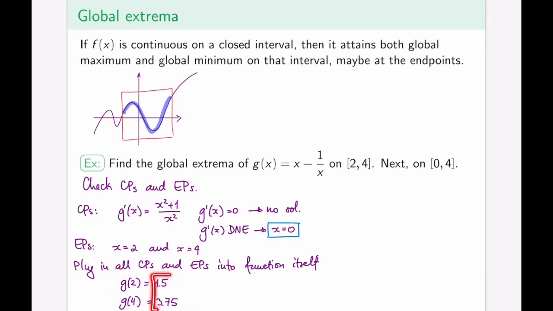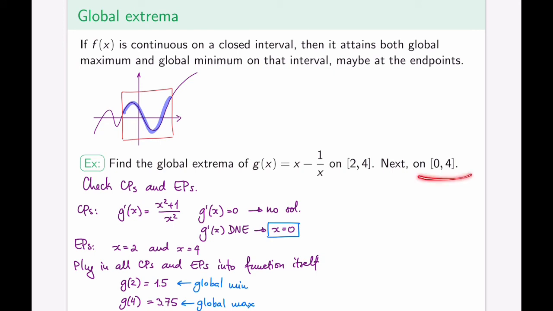We're going to look at the numbers. The highest number that we can see is the global max, and the lowest number that we can see is the global min. So in this case, this is my global min because it's the lowest of the 2 numbers that I have, and this is my global max because it's the highest of the 2 numbers that I see. Now, this is what's going to happen on the interval between 2 and 4.